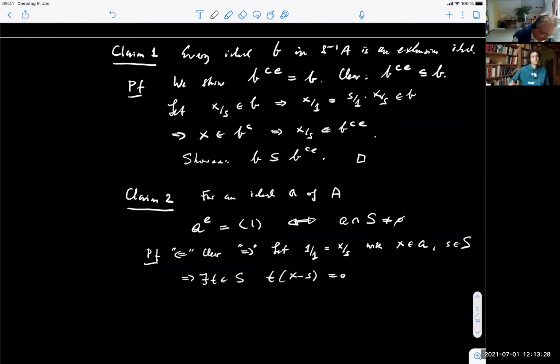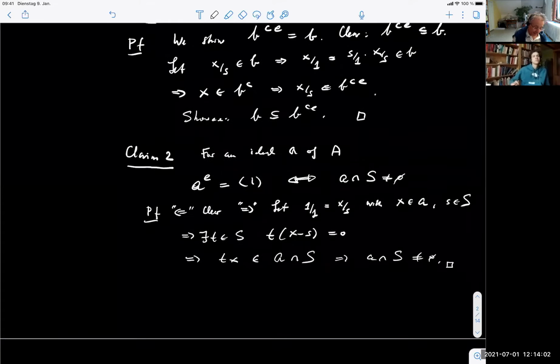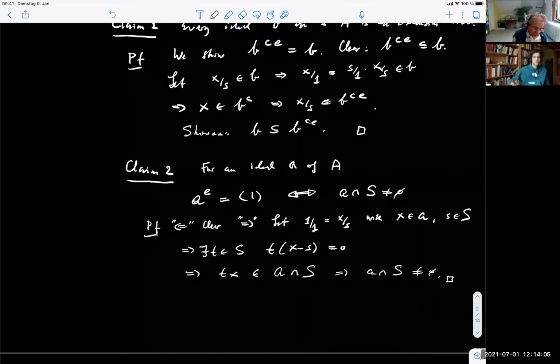But then, if I have this, I see Tx equals T times S. Let me just take Tx. On the one hand, it's in A. On the other hand, it is T times S, so it's in S. So I have shown A intersected with S is non-empty. So this was the claim 2. Also not much happening. Are there other questions on that?